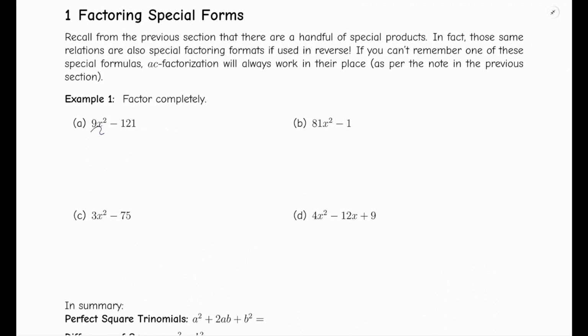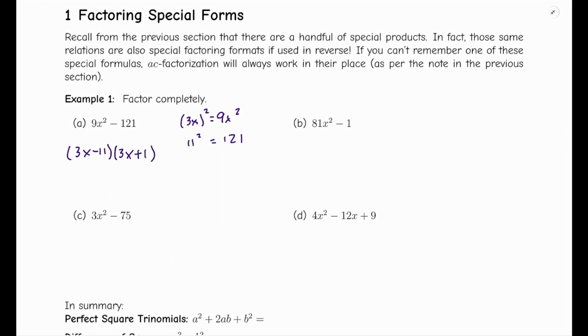So here I have two terms. The special technique to use to factor it only works if both of them are a perfect square. Well, 3x squared is 9x squared, and 11 squared is 121. So we have a difference of squares. So that means this will factor into 3x minus 11 times 3x plus 11.